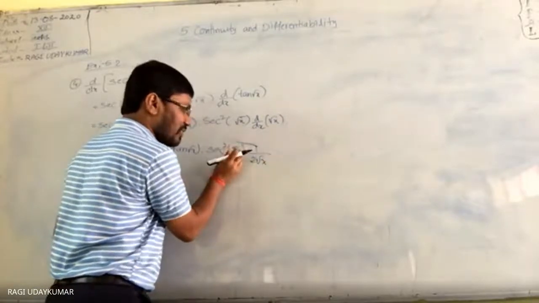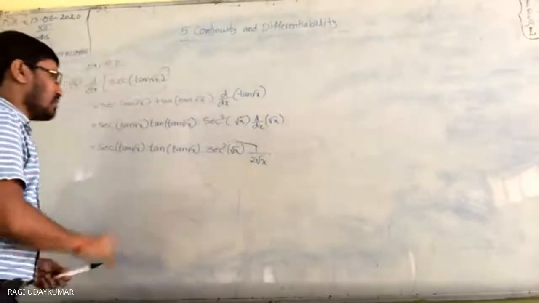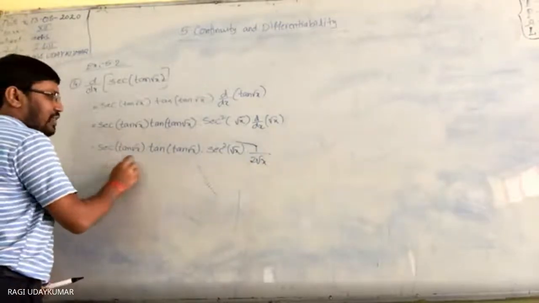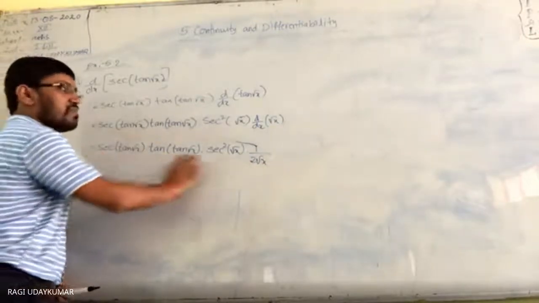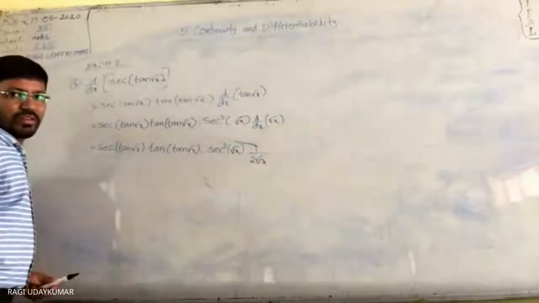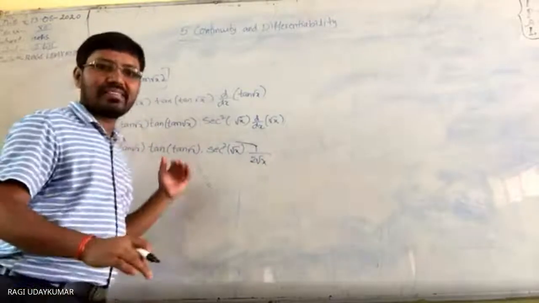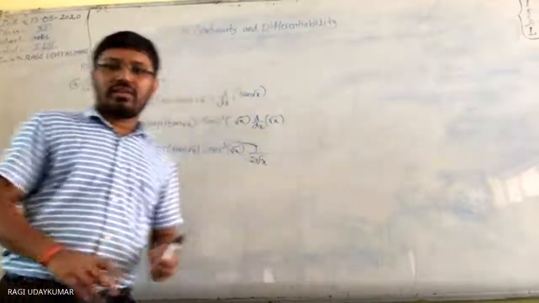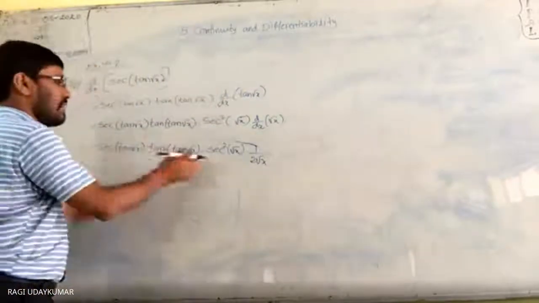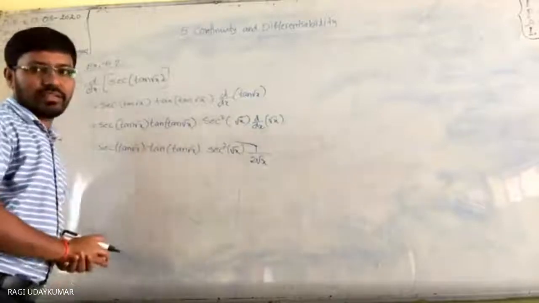This is a function, here nothing you can cancel. This is also completely a function, tan of tan. We cannot simplify this further. Anyway, you can write it as it is. You can leave that as it is as the final answer. Or you can write these three as a product and divide by 2 root x also.